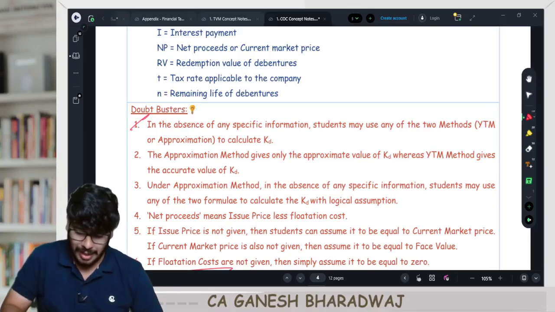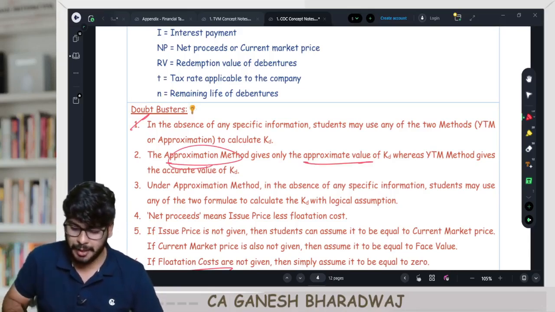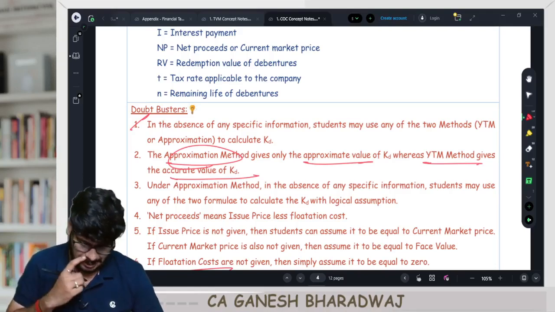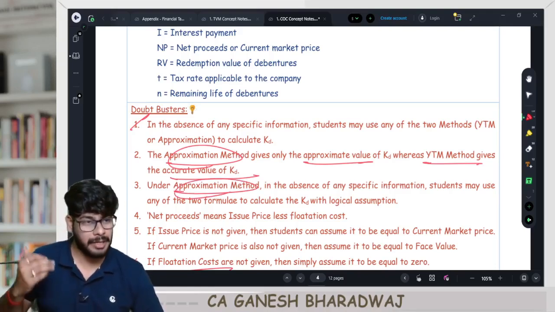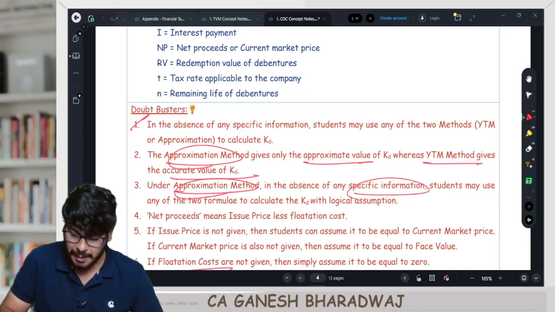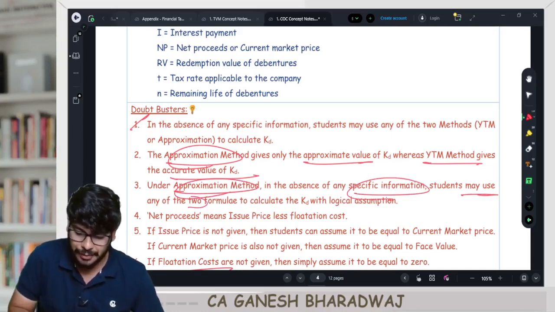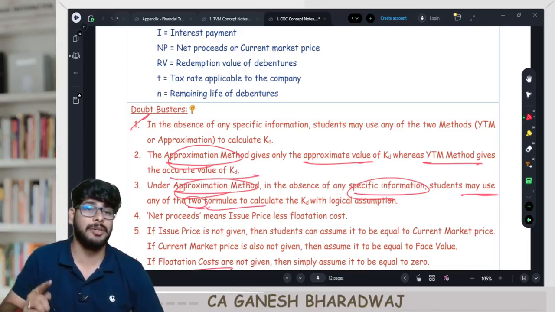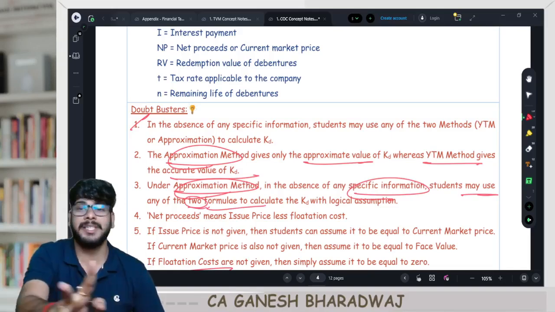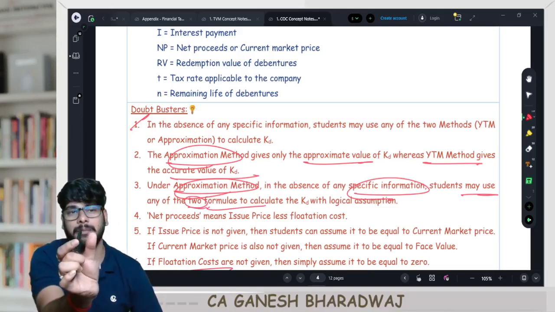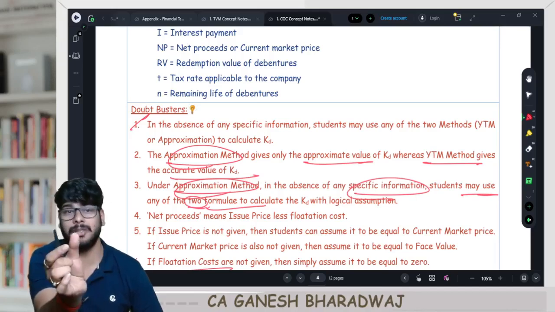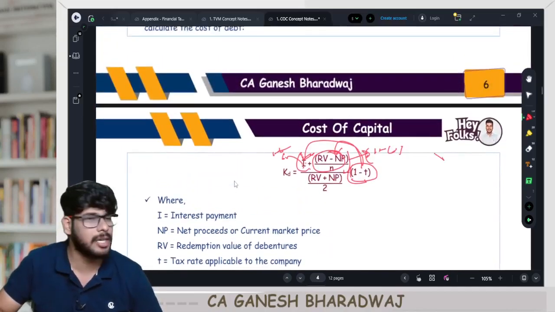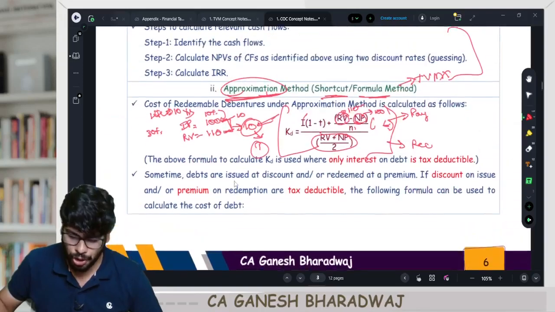Next. The approximation method gives only approximate value of KD, whereas YTM method gives the accurate value of KD. Clear with this? Next. Under the approximation method, in the absence of any specific information, students may use any of the two formulas to calculate KD with logical assumption. What were the two formulas? One formula we assumed that only interest is a tax deductible expense. The second formula we said even the spread between my RV and NP is also tax deductible. We took that outside. Generally, we don't use the second formula. We only use the first formula.